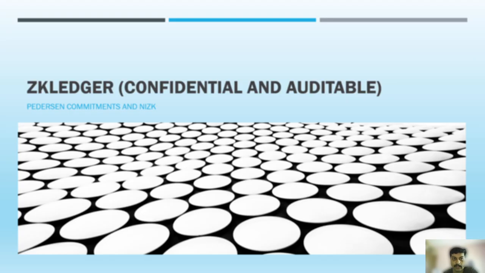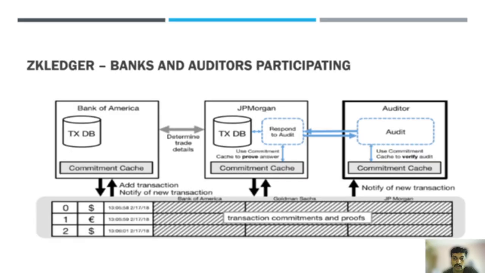It's basically one of the things: the transactions have to be confidential and also they have to be auditable by the authorities. So this can be applicable for bank-related transactions between banks, when you transfer money, how it can be audited in a proper way. Here the ZK Ledger explains much about the Pedersen commitments and NIZK, that is non-interactive zero knowledge. These are the things it uses for achieving confidential and auditable transactions.